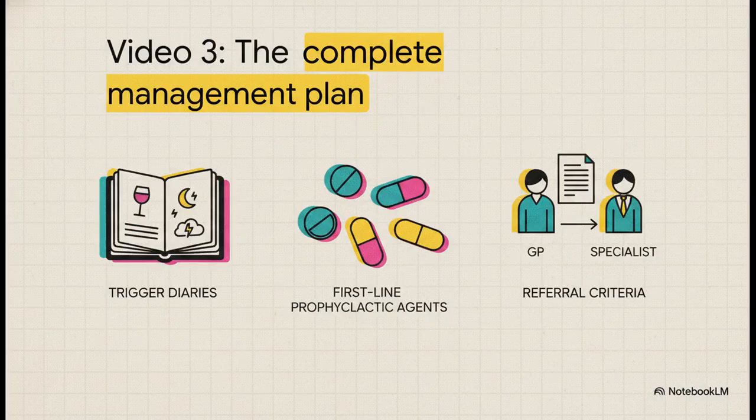So, now that you can confidently diagnose vestibular migraine, what's next? Well, in our third and final explainer, we are going to deliver the complete management plan. We'll talk about how to use a 6-week trigger diary, how to choose from the 4 first-line prophylactic agents, and the explicit criteria for when you should refer.